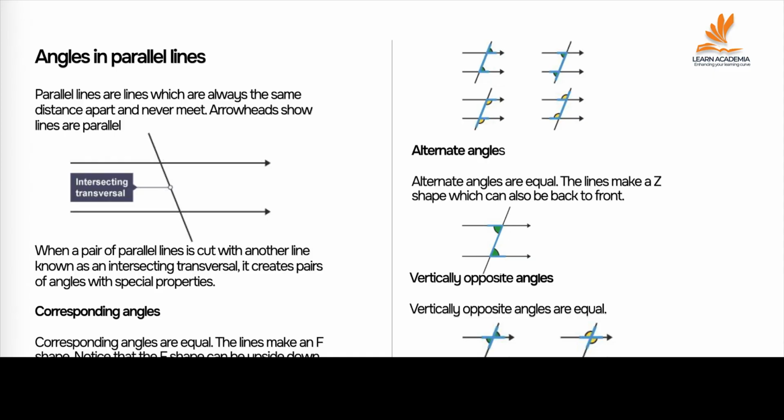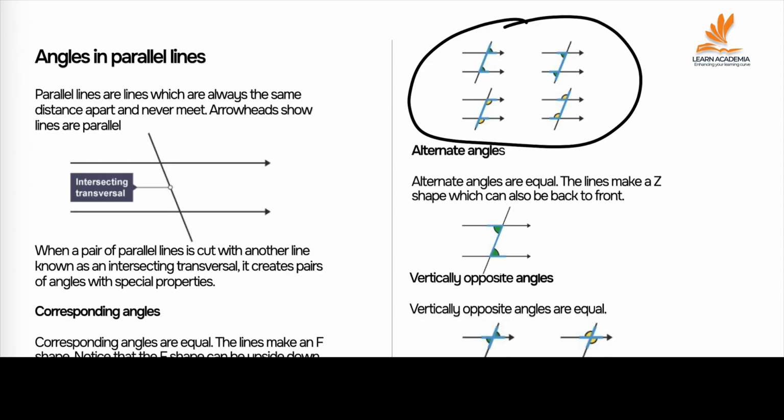First off, we have the corresponding angles. Know for a fact that corresponding angles are equal. Now what are corresponding angles? It says the line makes an F shape. Notice that the F shape can be upside down or back to front. Check out this diagram real quick. So these are diagrams showing corresponding angles. Remember, it says it makes an F shape.